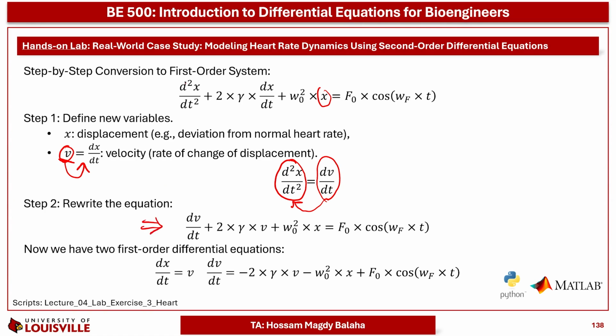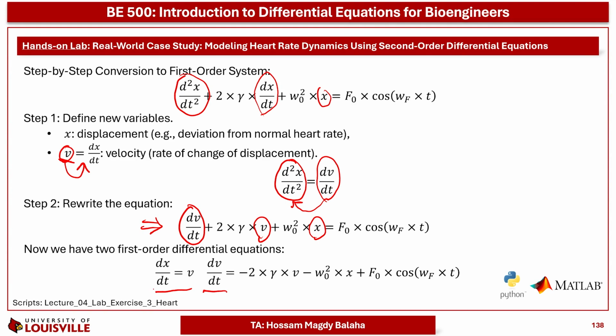Let's rewrite it. Replace this by dv by dt, like here. Replace this by v, and we have x. Keep everything as it is. Now, we need to get the two first order differential equations. The first is dx by dt. The second is dv by dt, because we have here two variables, x and v.